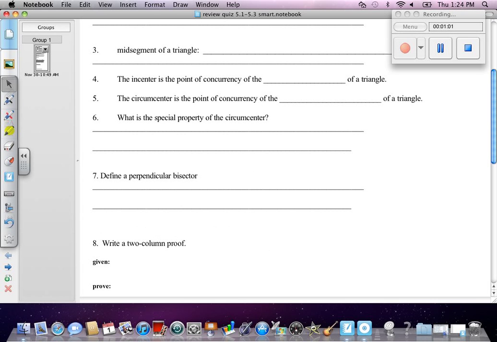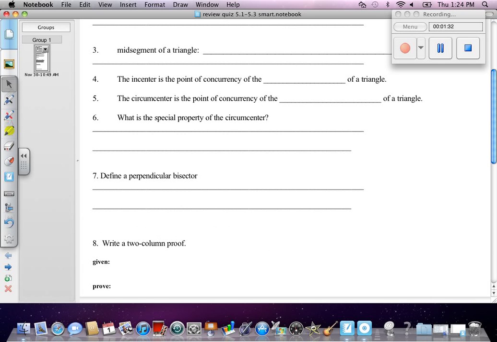Number 7 should not be define a perpendicular bisector. It should be define medians. Medians cut the sides in half, and they go through the vertices, but they're not necessarily perpendicular. So what are we doing for 7? Cross that out and write medians. And then altitudes are perpendicular, and they cut the sides in half.